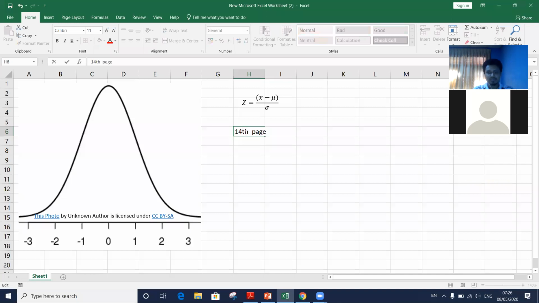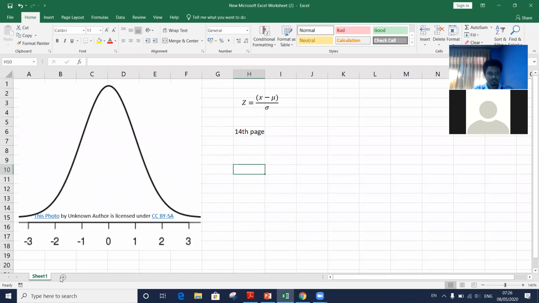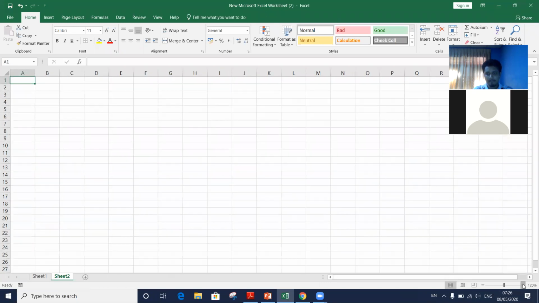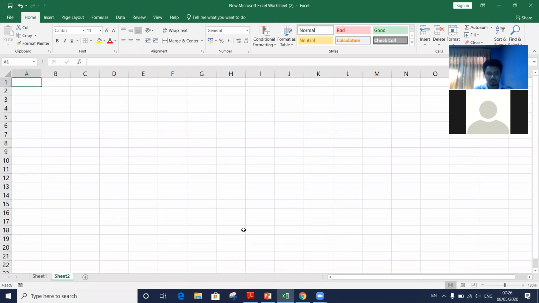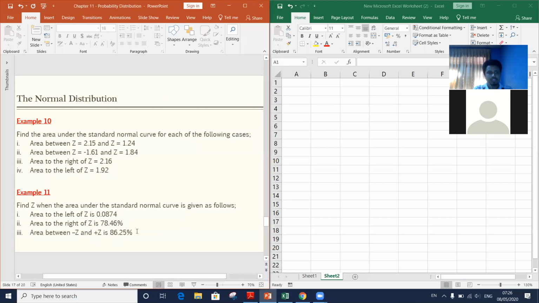There is a table, but you need to pick the correct page. If you go through the 14th page, you will notice the Z table, or the standard normal distribution table. With that, we will move into examples. Example number 10. Find the area under the standard normal curve for each of the following cases.